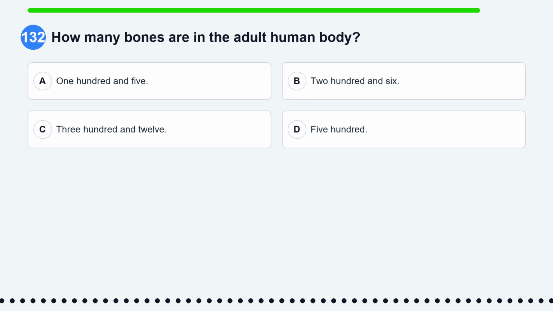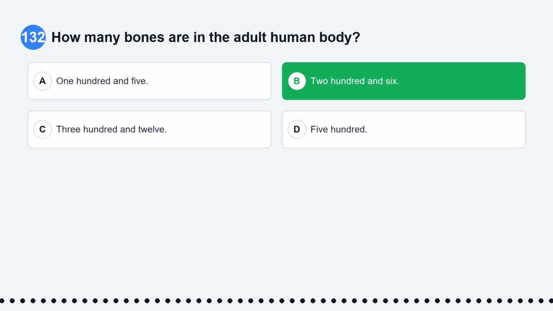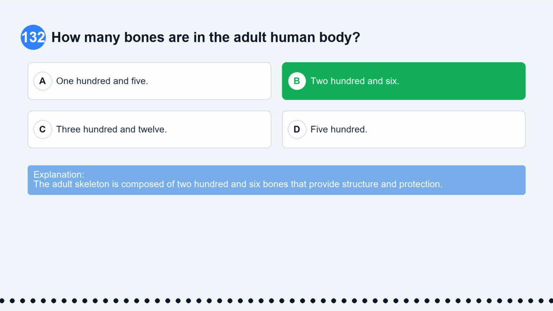Question 132. How many bones are in the adult human body? Option A. 105. Option B. 206. Option C. 312. Option D. 500. The correct answer is option B. 206. The adult skeleton is composed of 206 bones that provide structure and protection.